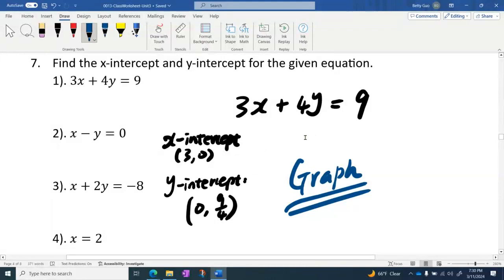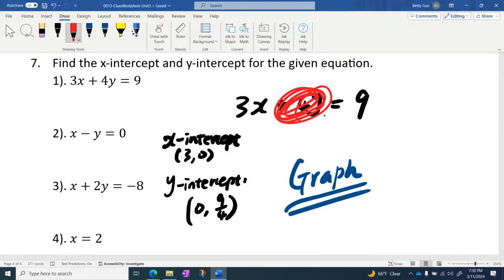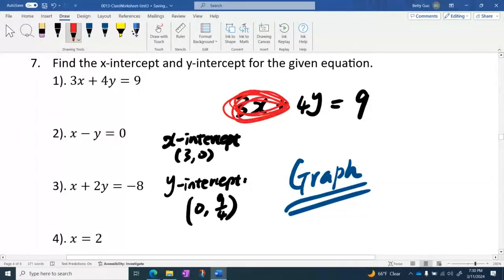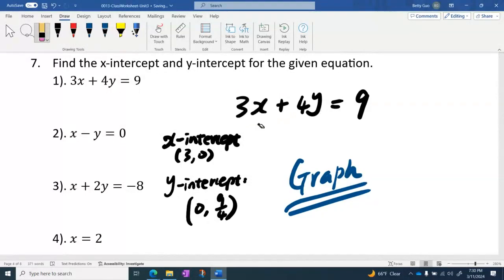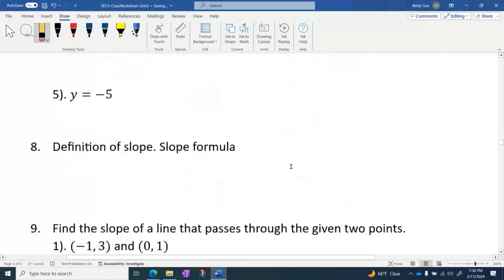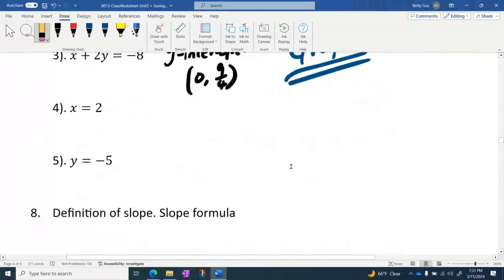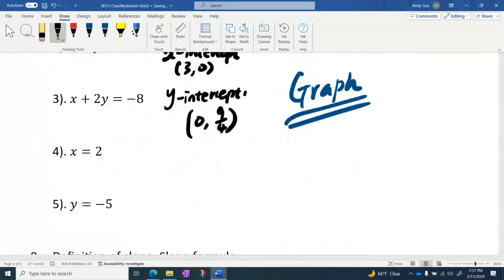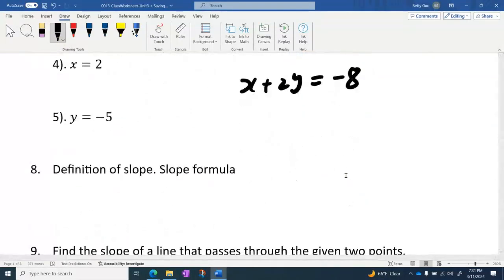So if you find the x-intercept, you just make this part disappear, right? And if you need to find a y-intercept, you just need to make this part disappear, right? Very convenient. What I'm trying to say is, for example, this equation, x plus 2y equals -8, right? Let's do one more time.